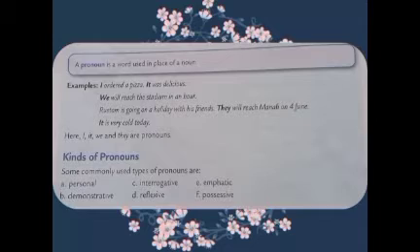I ordered pizza. It was delicious. So, who ordered pizza? I. I am not saying my name. Instead of my name, I am saying I. So, I is also a pronoun here. What was delicious? Pizza. I am talking about pizza. Instead of pizza, which word did I use? It. So it is also a pronoun here.